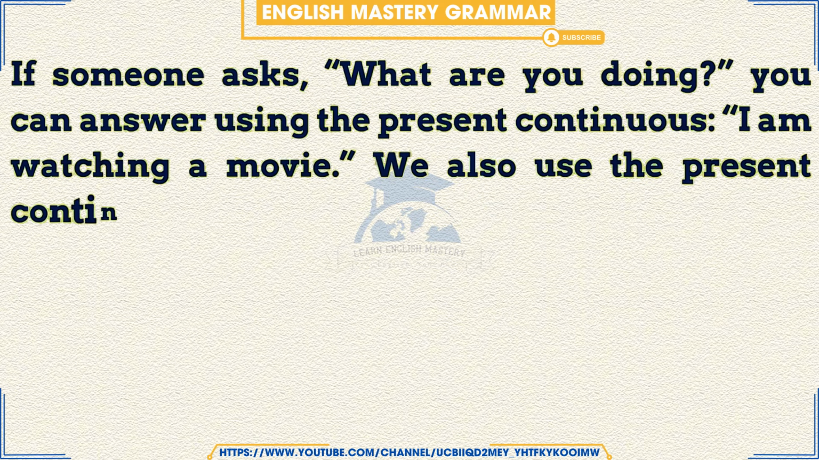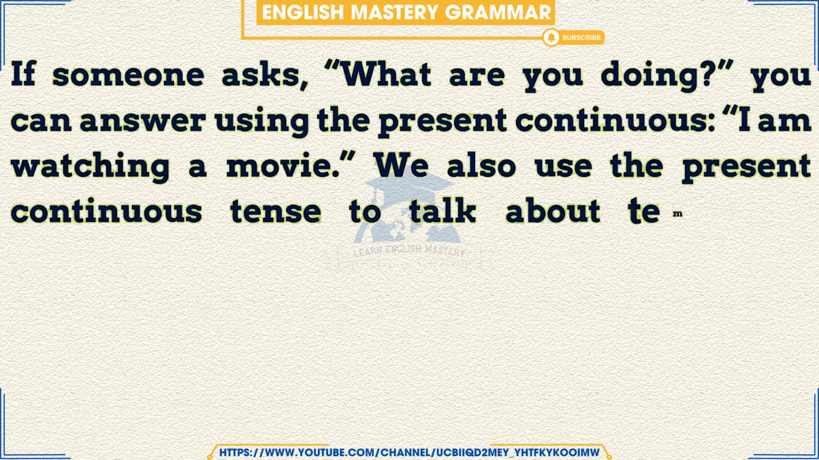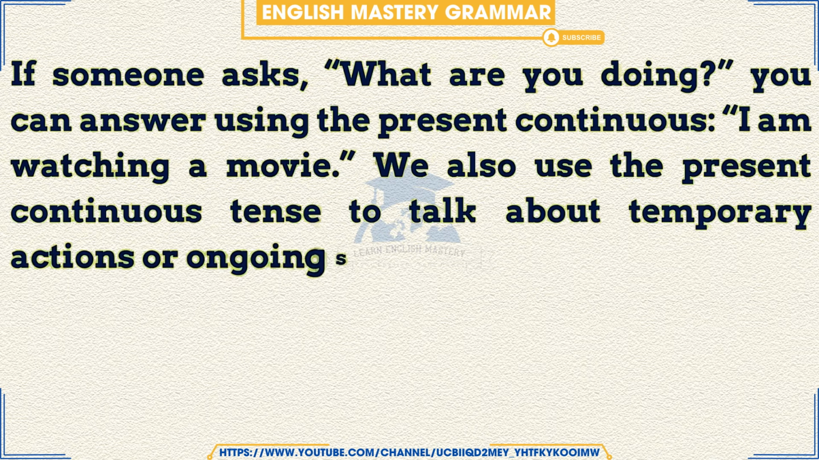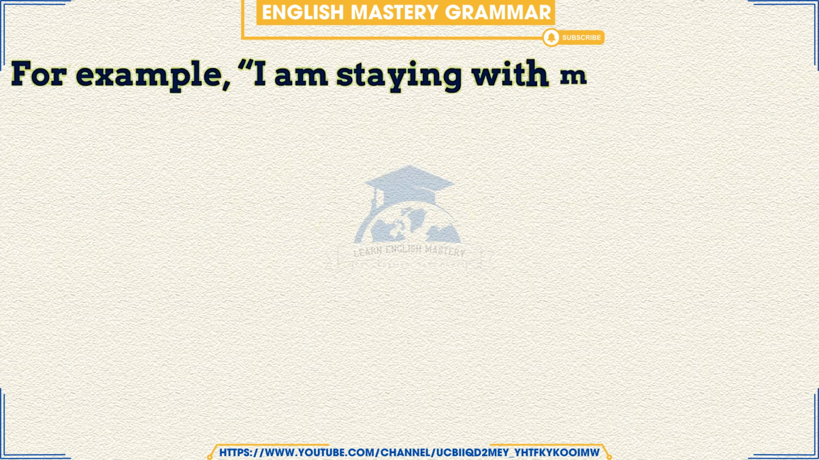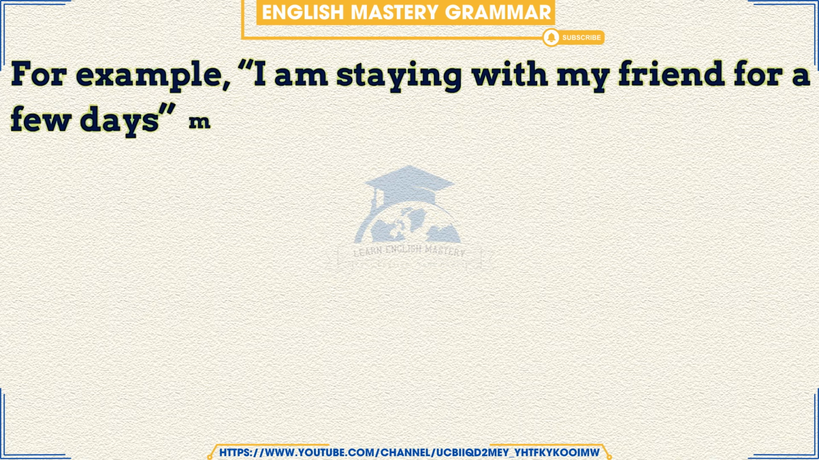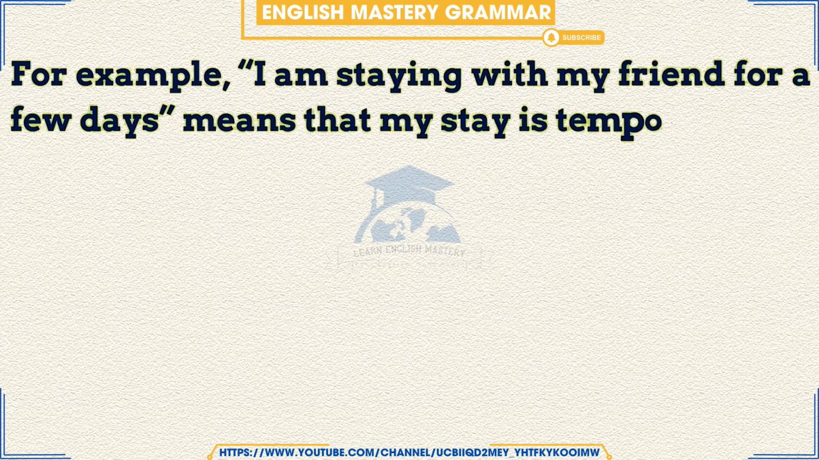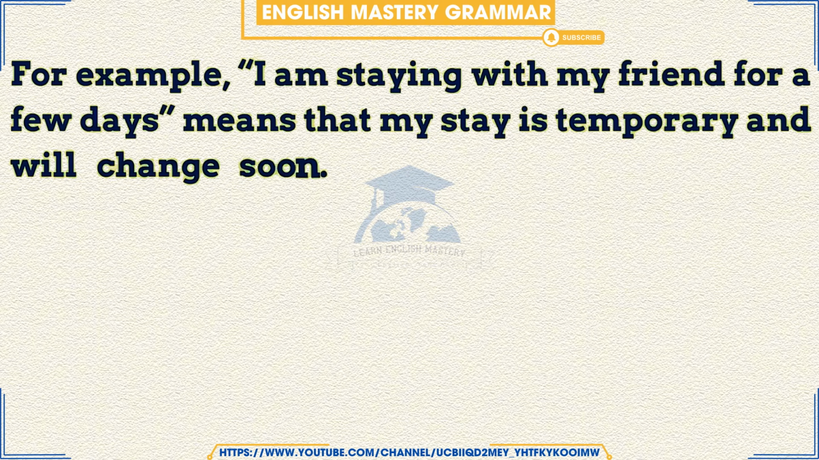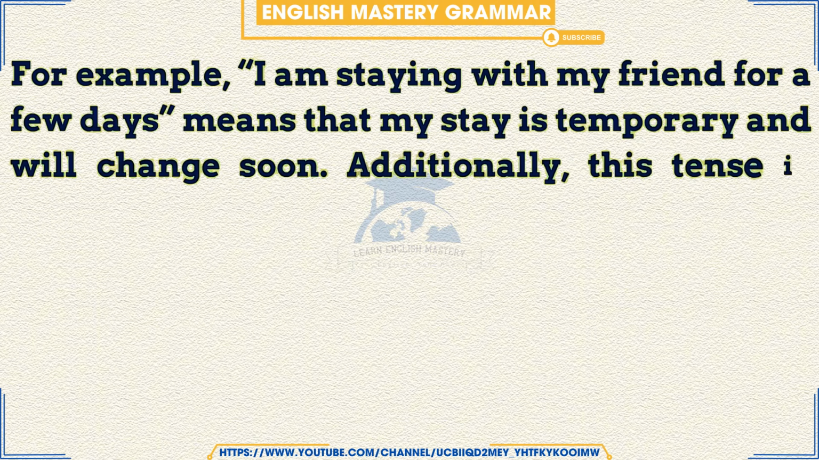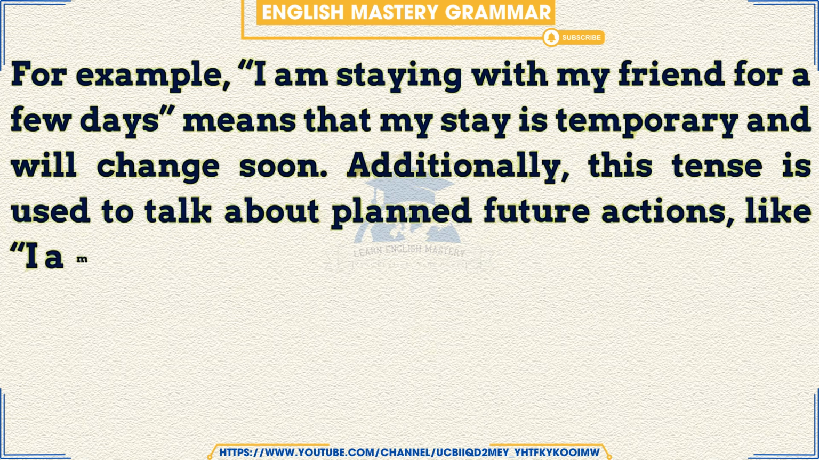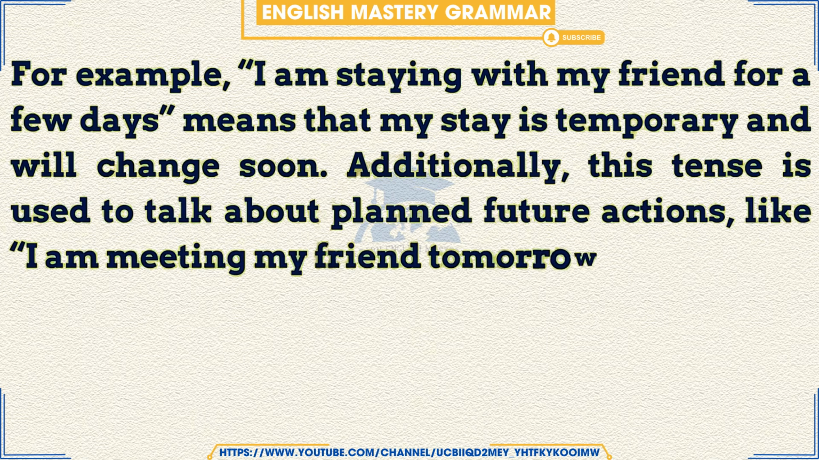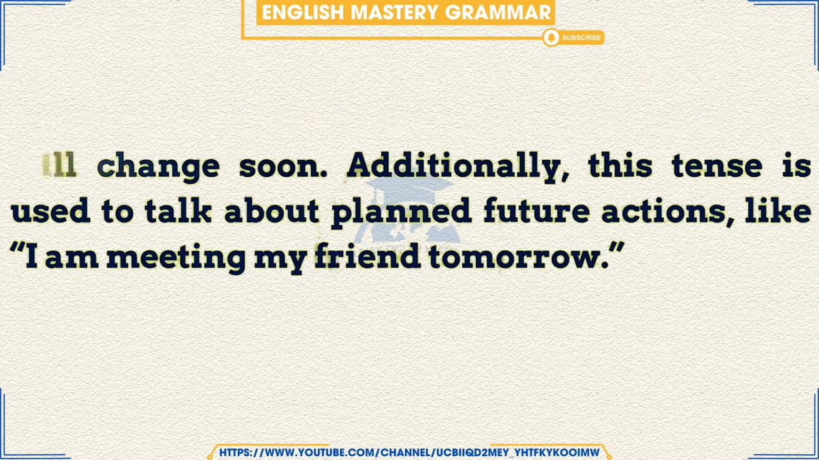We also use the present continuous tense to talk about temporary actions or ongoing situations. For example, "I am staying with my friend for a few days" means that my stay is temporary and will change soon. Additionally, this tense is used to talk about planned future actions, like, "I am meeting my friend tomorrow."